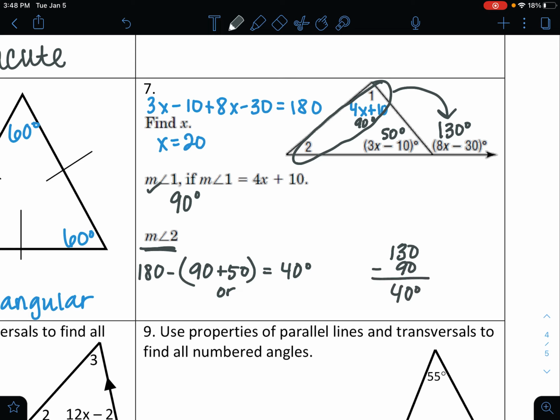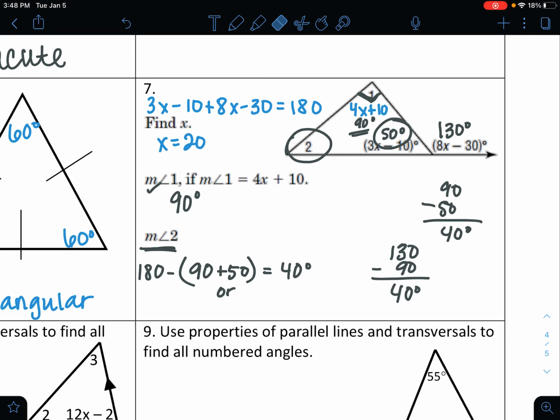Okay. You can use the corollary that we saw earlier and say, oh, this is obviously a 90 degree, a right angle, so that's my 90. So that means this angle and this angle have to add up to 90, which means if I take 50 away from 90, that still gives me 40.